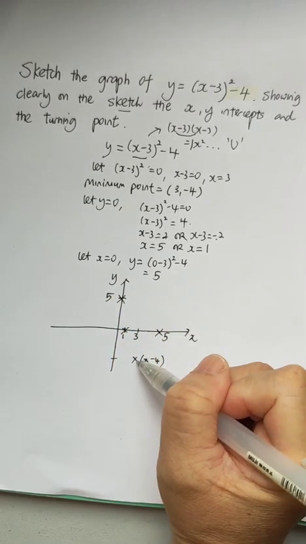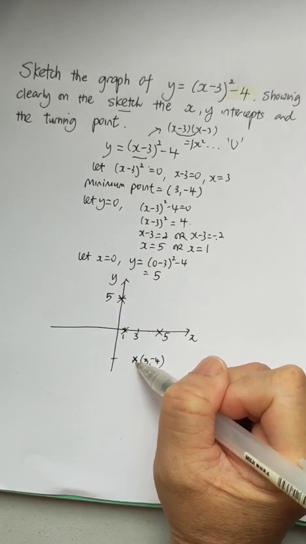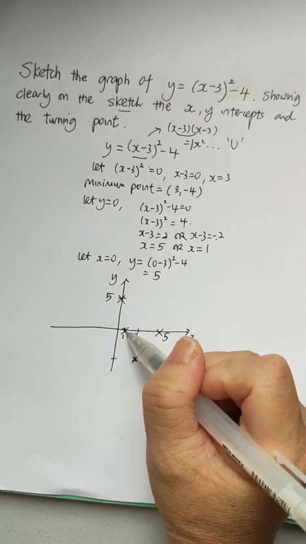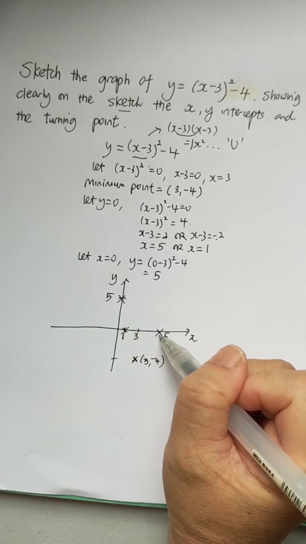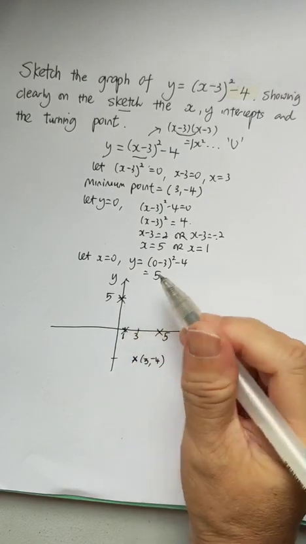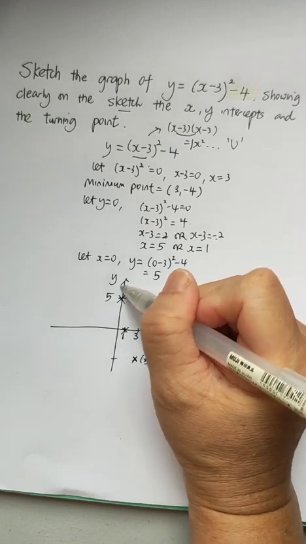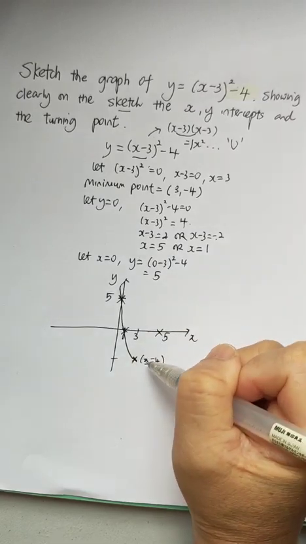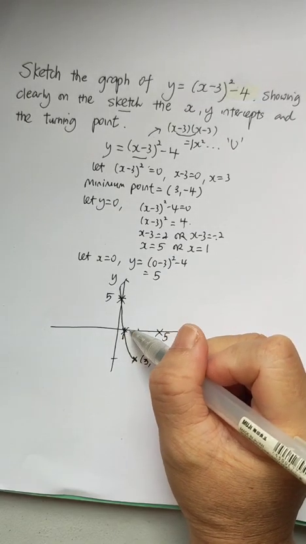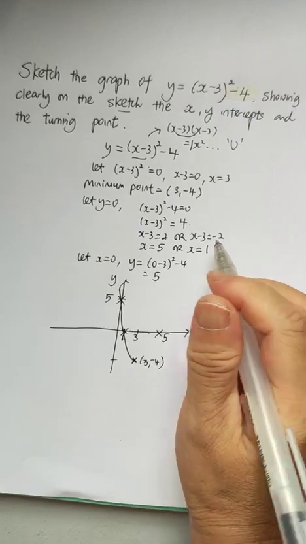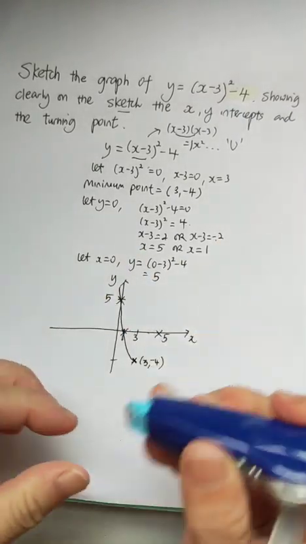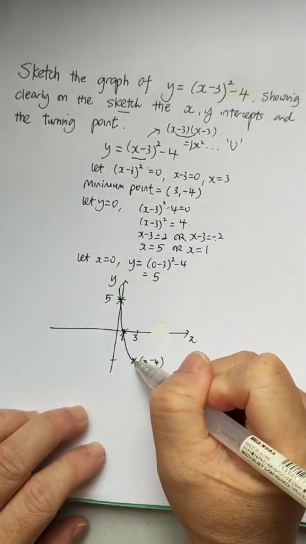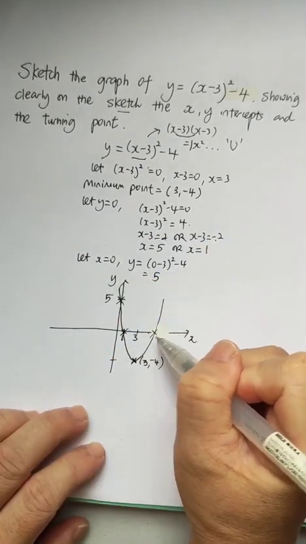You see that I actually label all these points. Label your turning point (3, negative 4), put a little cross here, label your x-intercepts 1 and 5, and the y-intercept 5. Now we are ready to join all these points up to get our curve. 1, 2, 3, 4. I think my point 5 is a bit further away, so the curve will not look symmetrical. Right, so 5 is here.